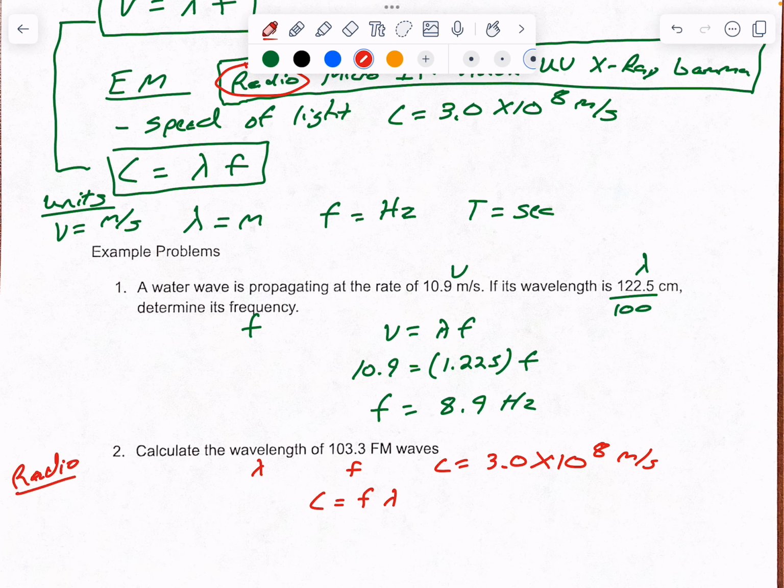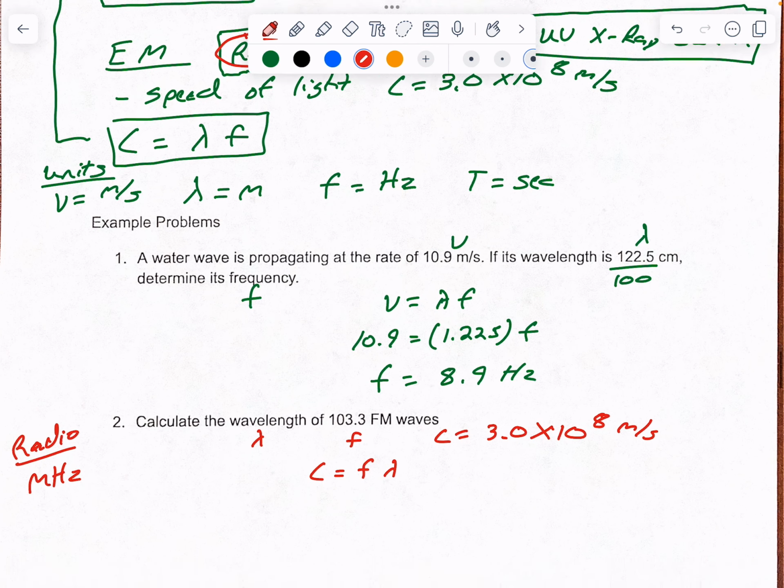radio stations are in megahertz. Megahertz is a lot more than just a hertz. A megahertz is 10 to the 6th power. So that means 1 megahertz is 1 times 10 to the 6th hertz. So all we gotta do to fix that 103.3 is just add the times 10 to the 6th on the end of it. And we'll do a lot more of this in the next few pages on the practice sheet. So if you're getting kind of confused on this, on the next video, you'll see a lot more.